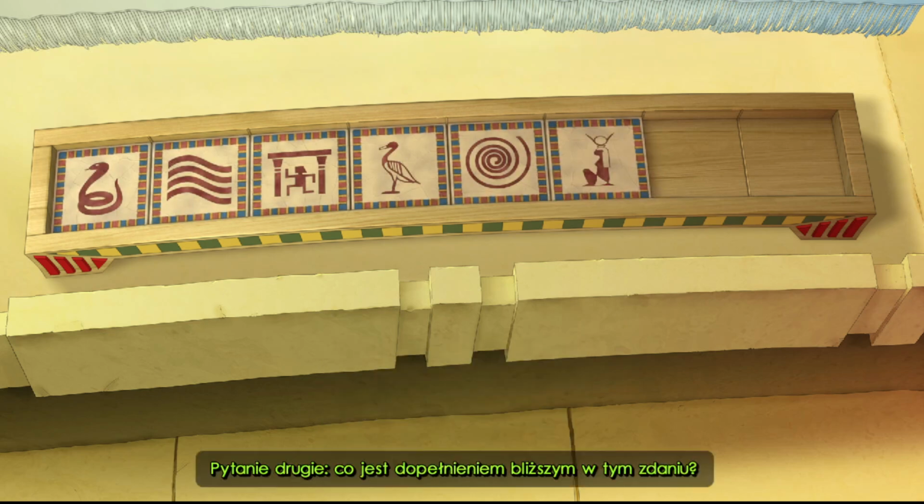Not bad. Second question. What is the direct object of the following phrase?